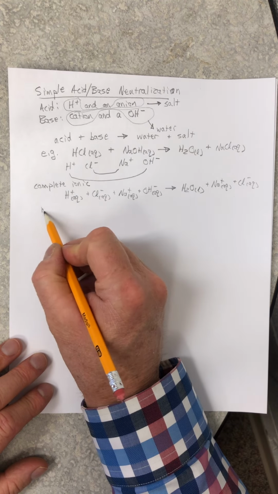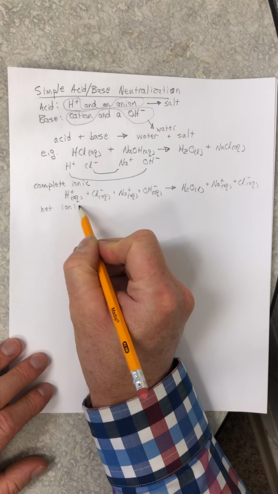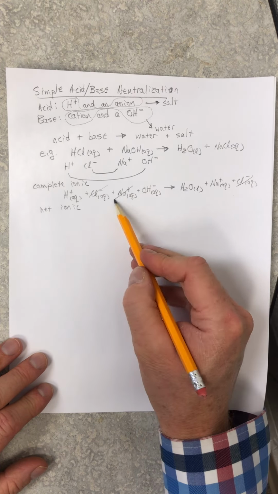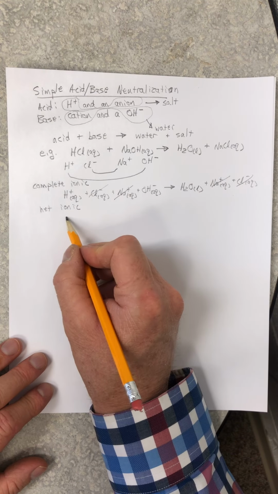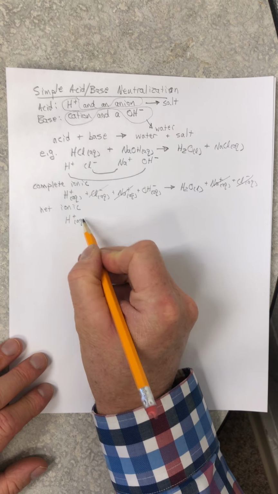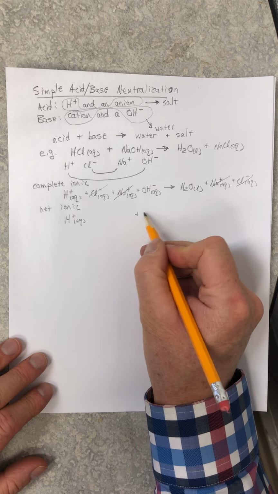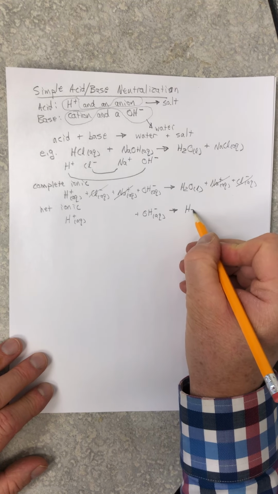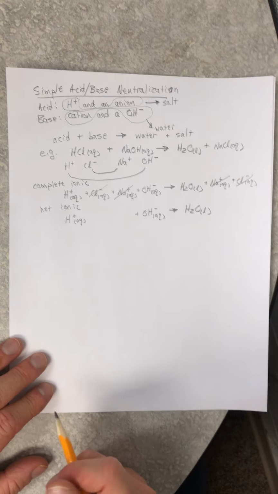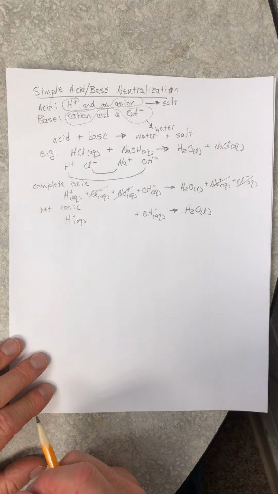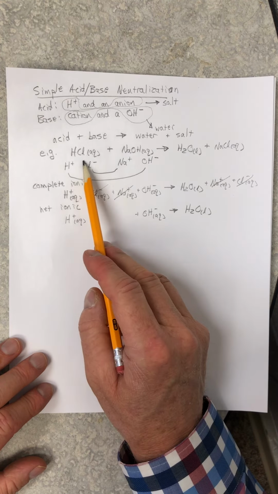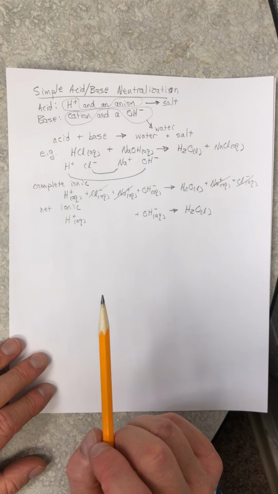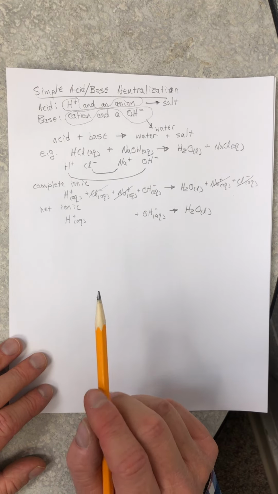And then, of course, we could do the net. For the net ionic, we cancel what's common to both sides. So in this case, it's just H plus. Those are gone. Plus OH minus goes to H2O. That's often the net ionic equation for an acid-base neutralization. And in particular, when the acid is strong and the base is strong, then this will be your net ionic equation. Let's look at an example with a weak acid and a weak base.